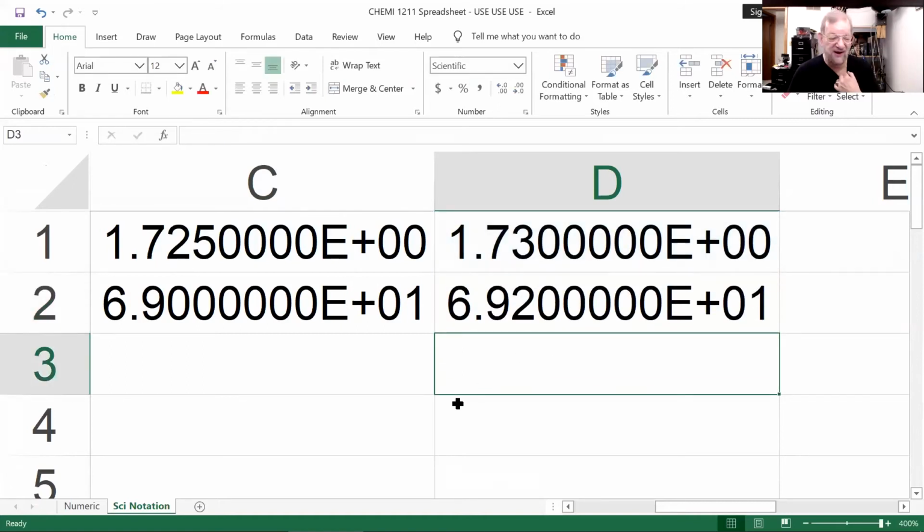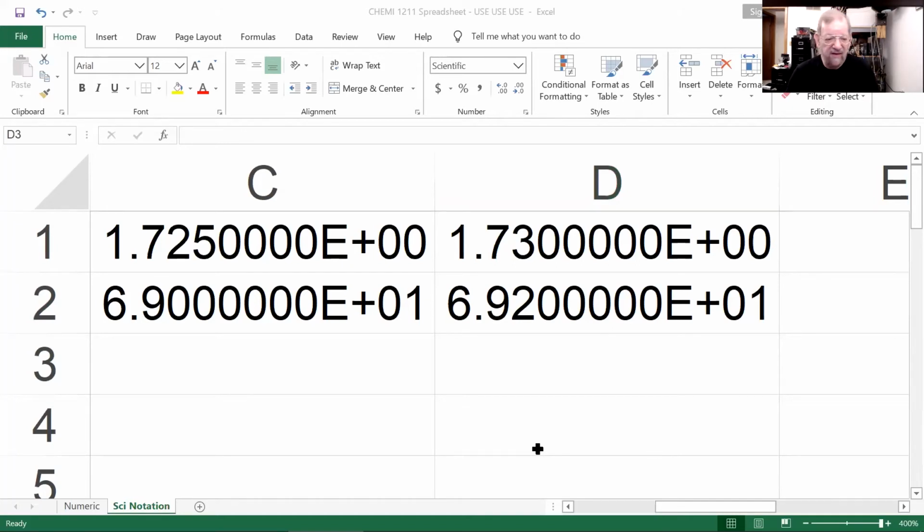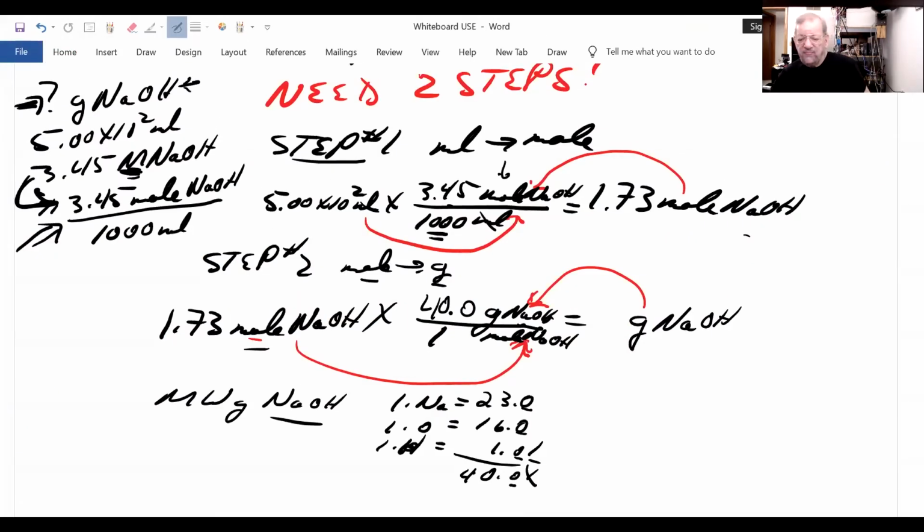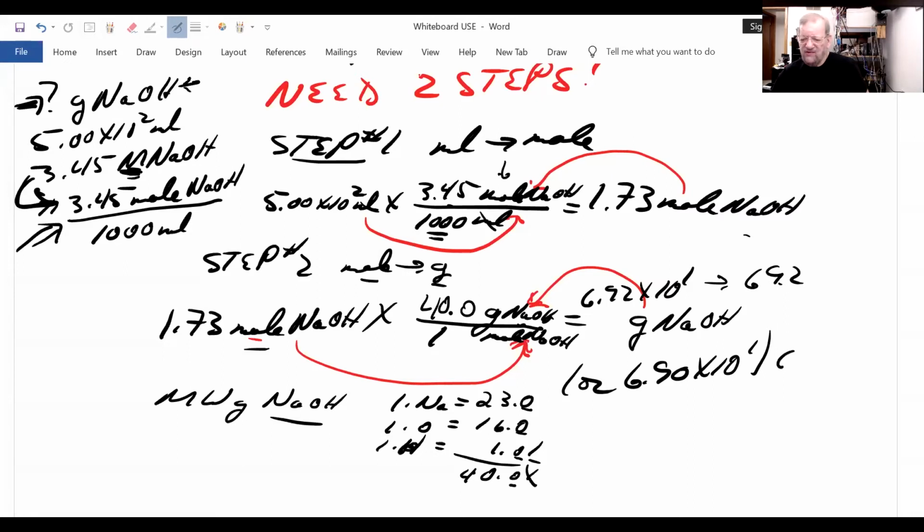And notice here, I do get a different answer for each way. Sometimes this happens. If I look at both of these, to 3 significant figures, this would be 69.0, 69.2, or 6.92 times 10 to the first. You can write it either way. I'm going to use scientific notation. And therefore, here, 6.92 times 10 to the first, or 6.90 times 10 to the first. If you wanted to write this as 69.2 or 69.0, either way, that would be correct. And that's how you do it.